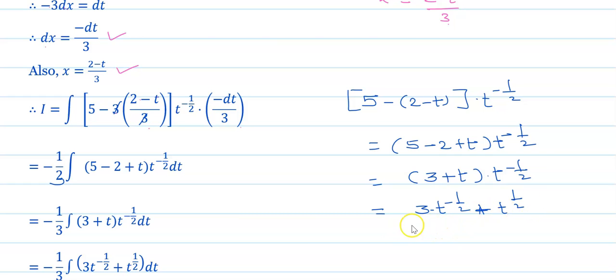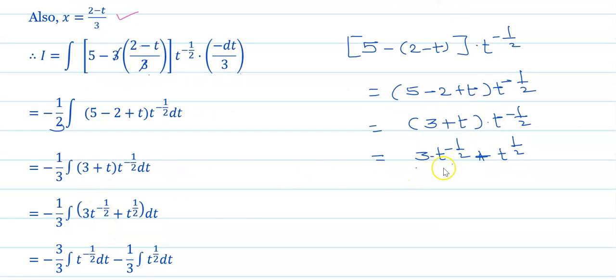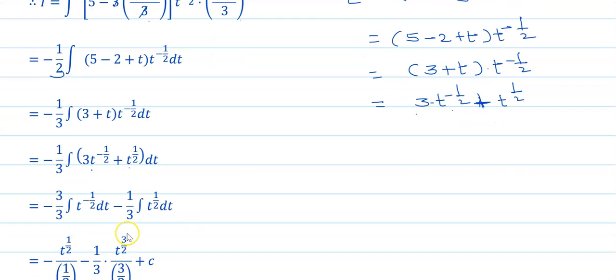Then we have the two values. What are the two values? After multiplication, what do you get? That is 3 into t raised to minus 1 upon 2 plus t raised to 1 upon 2, into dt. Normal integration. This is minus 1 by 3. 3 into 1 by 3, minus 1 by 3 is minus 3 by 3, integral t raised to minus 1 upon 2 into dt. Again minus 1 by 3 into t raised to 1 upon 2 into dt.